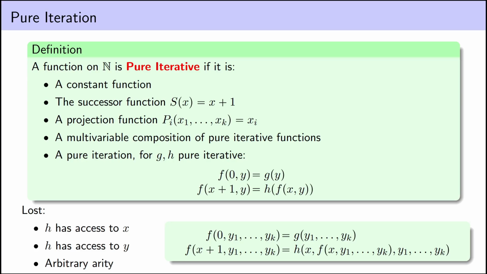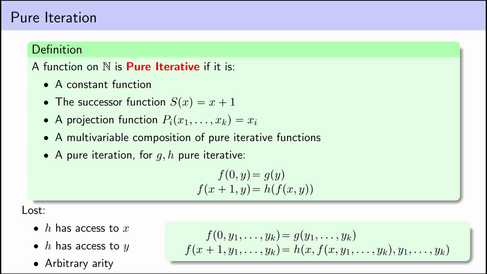Technically, we still call it pure iteration, even if we do have arbitrarily many variables. This here is called pure iteration with one parameter, the y's being the parameters. Either way, it doesn't matter. We'll still be able to use some sort of pairing construction and multivariable composition to get back the ability to talk about functions of arbitrary arity. And that's the main goal here.